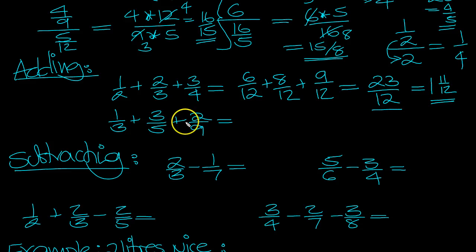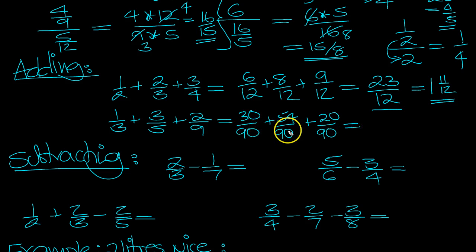So scale this up by 30 top and bottom, 30 over 90. Scale this up by 18, 18 threes are 54 over 90. 18 fives are 90, and 10 top and bottom, 20 over 90. So we've got 90ths all the way through. Now we can just add them. 30, 50, 104 over 90. Divide by 2 top and bottom is 52 over 45. Yeah, that's it, 52 over 45.